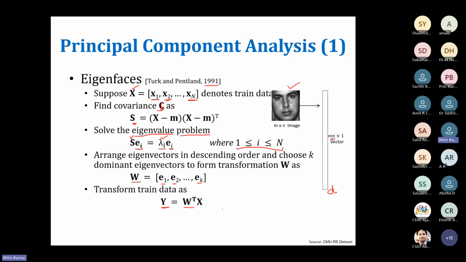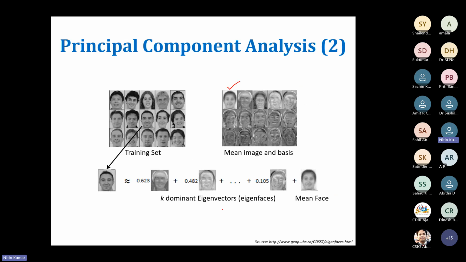These different quantities are there. Suppose this is X1, X2, X3, X4 like that, the training set. After that I have computed this mean, so this is my M, and these are e1, e2, e3, e4, like that, the eigenvectors that we have. This is known as the basis.